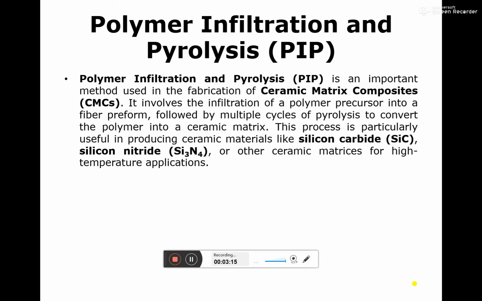This process is particularly useful in producing ceramic materials, especially silicon carbide and silicon nitride. If we want to make such ceramic matrices with reinforcement, then we can use this polymer infiltration and pyrolysis process. Especially, we use polymer precursors to develop ceramic materials like silicon carbide and silicon nitride.